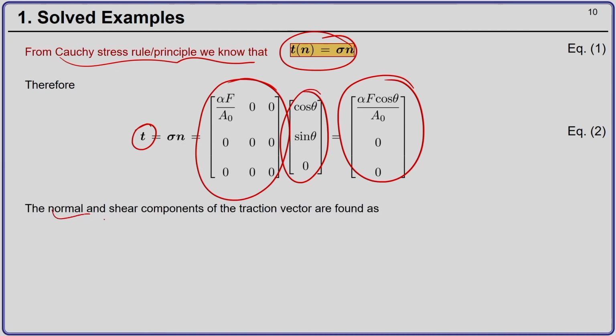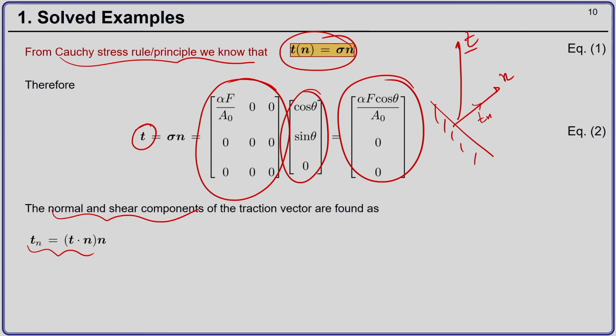Now, I can compute the normal and shear components of the traction vector. So, the normal component, okay. You have a plane whose normal is n and then there is a traction vector T which acts. Okay. So, you will have a normal traction T_n and you will have a shear traction T_s. Okay. So, to find the normal one, you have to take the projection along n, which means you have to compute t dot n, and then to get the vector you have to multiply by the unit vector along that direction. Okay. So, the normal traction is (t dot n) n.